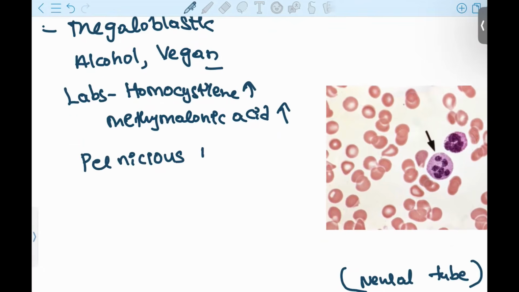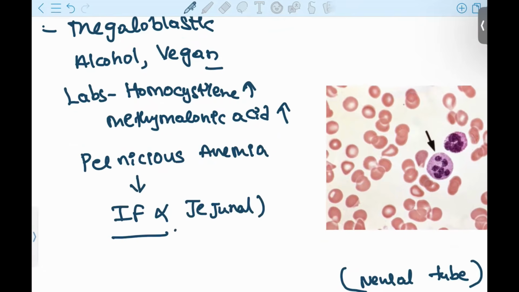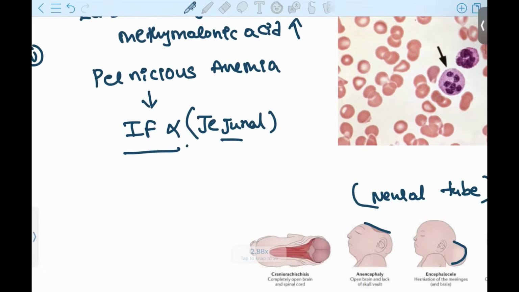Pernicious anemia is commonly seen post-gastric surgery, right? Intrinsic factor is absent, since gastric surgeries are performed in these conditions. So these patients will present as pernicious anemia. And commonly, if the B12 deficiency progresses, this can lead to SCD.